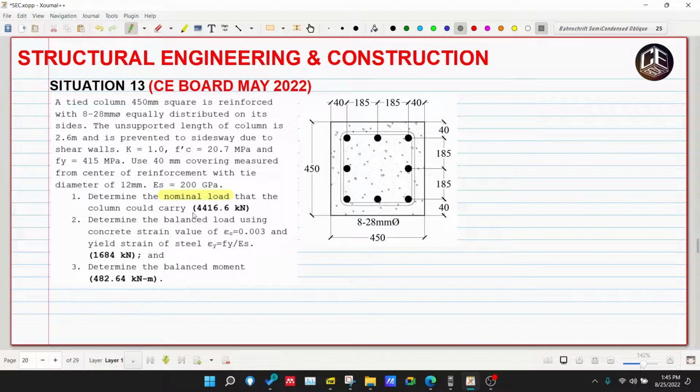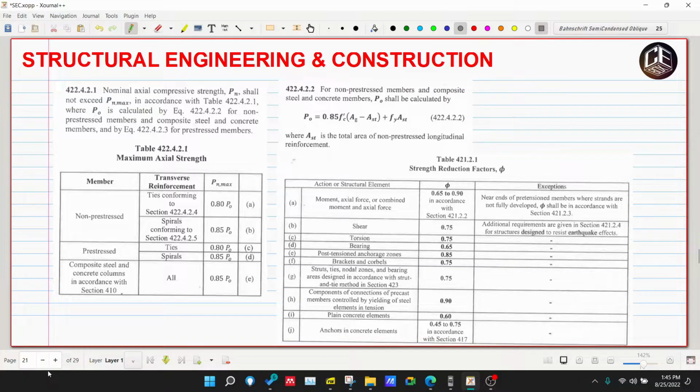Okay, pero before nito, kailangan nating tignan kasi hindi ko memorize yung equation ng nominal load or nominal strength ng column. So, chinek ko sa NSCP 2015. Nahanap ko siya sa chapter 4, section 422.4.2.1. Nakalagay rito, the nominal axial compressive strength Pn shall not exceed the Pn max, in accordance with table 422.4.2.1. So ito yung ating table where Po is calculated by equation 422.4.2.2. So ito yung ating equation.